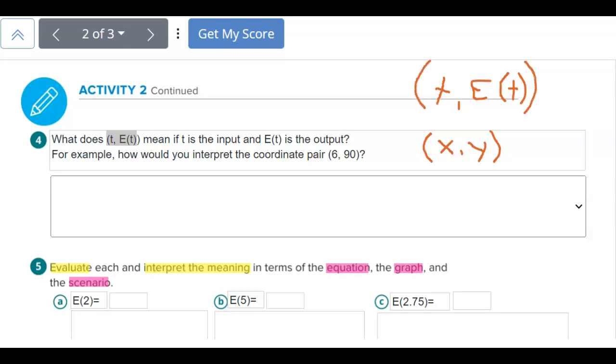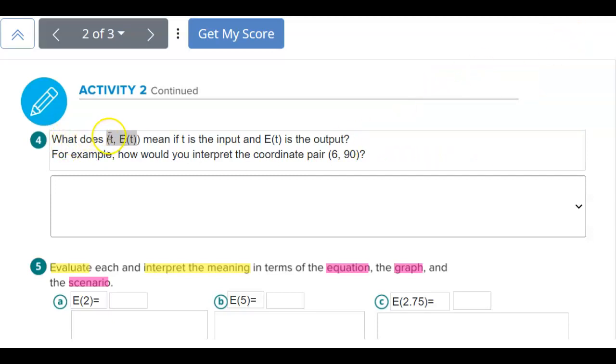So that's why there are these extra parentheses, right? You see a parenthesis, then a parenthesis, because these outside parentheses are just like these right here. Same thing, it's just these parentheses that are on the outside. All right, so don't be afraid of that format. This is just t, comma, e of t, which is just another way of saying x, comma, y. Input, comma, output.